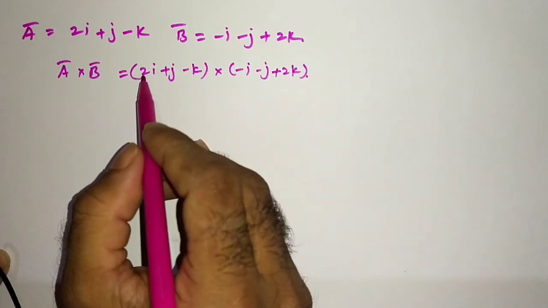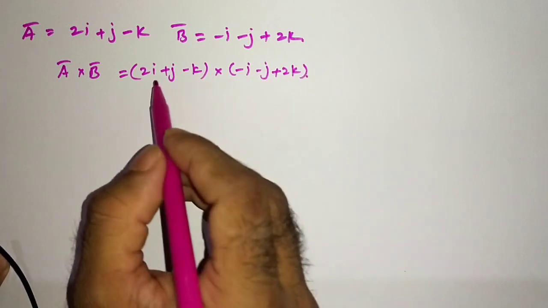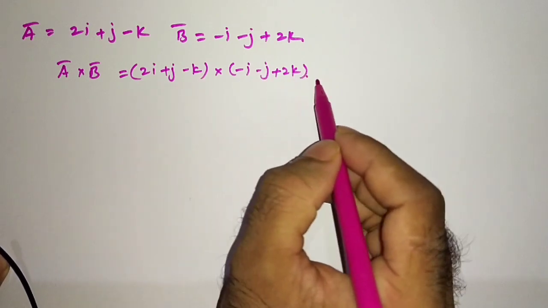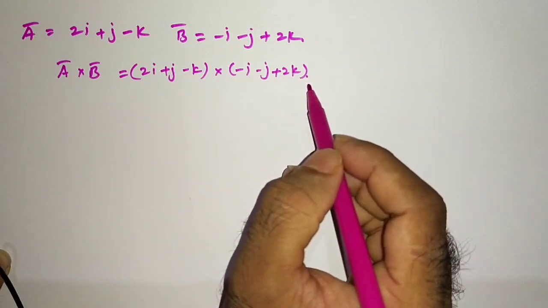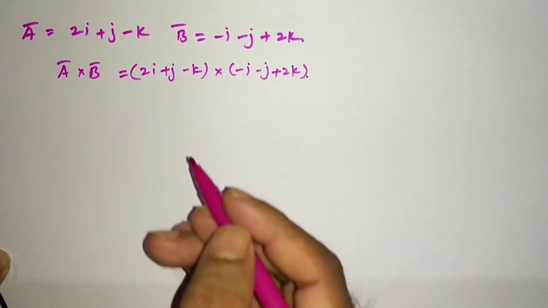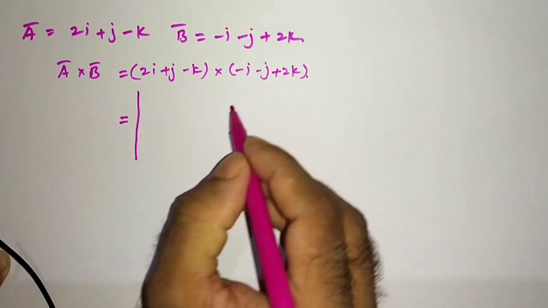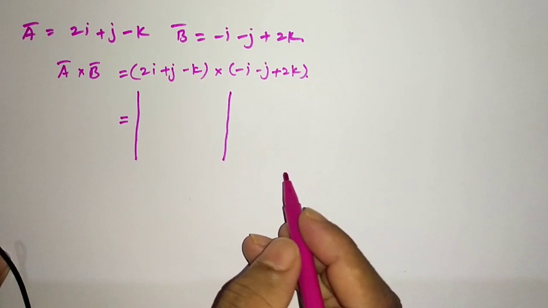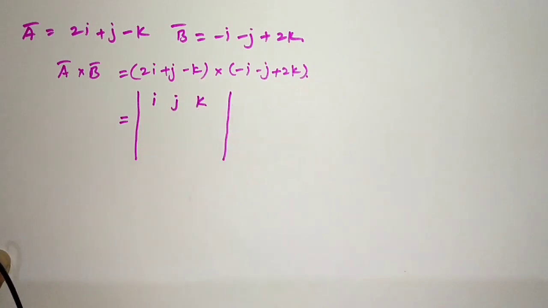Okay, then what you have to do? With the 2i you should multiply these 3, and again with the plus j you need to multiply these 3, and minus k you need to multiply these 3. So it's a lengthy process. So we have a shortcut method for this. What you need to do? Just draw a modulus. In the first row just write the i, j, k values.